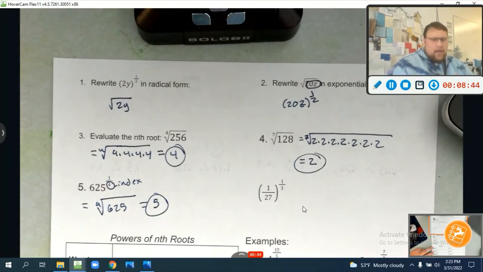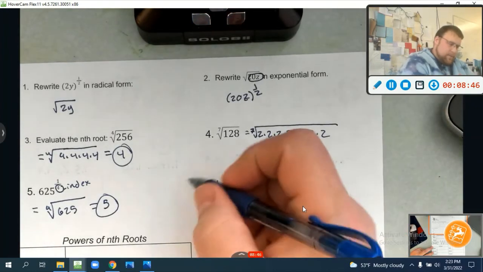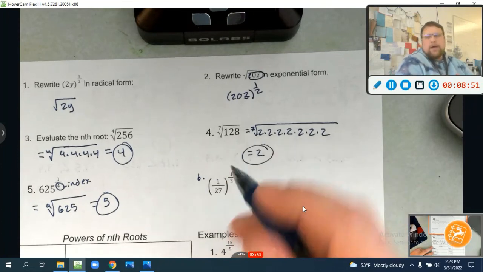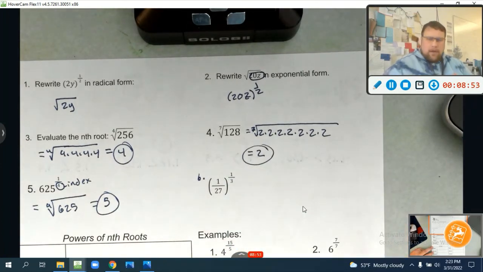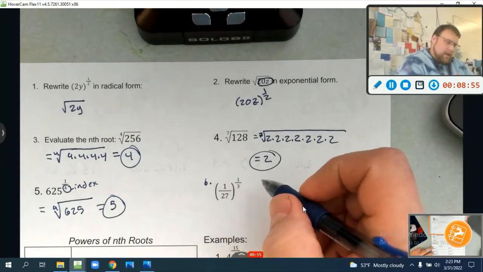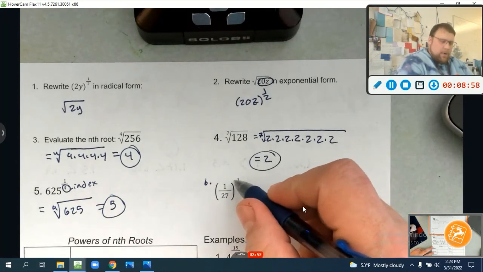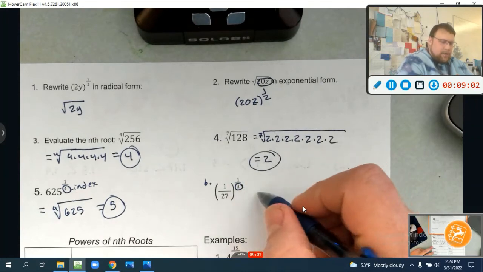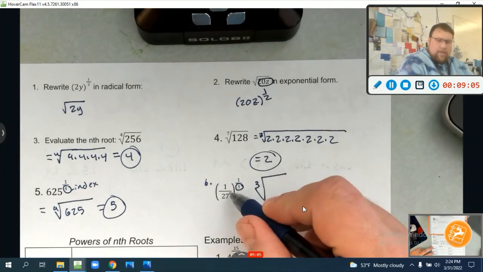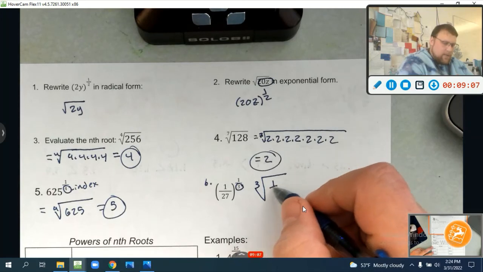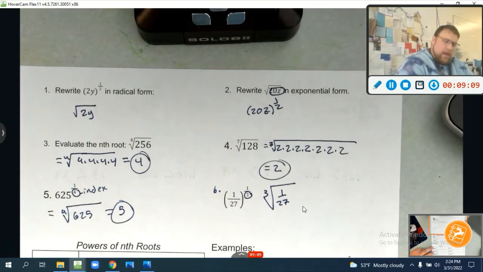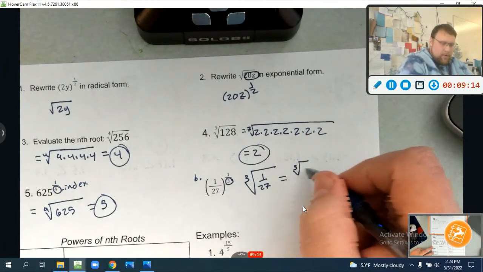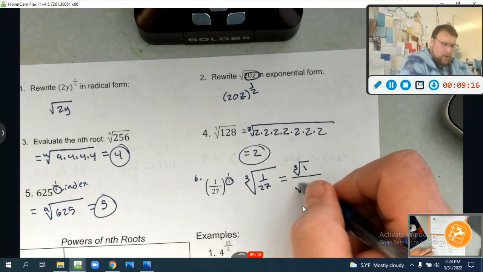And last but not least right here, oh, I probably should have put 6, but I didn't. We're going to use some laws from a couple lessons ago. Again, this is my index. So since it's the 1/3, that means we're going to take the 3rd root of everything in parentheses. So the radicand is 1/27. But my laws tell me I can split this 3rd root up. So this equals the 3rd root, or a cube root, of 1 all over a cube root of 27.